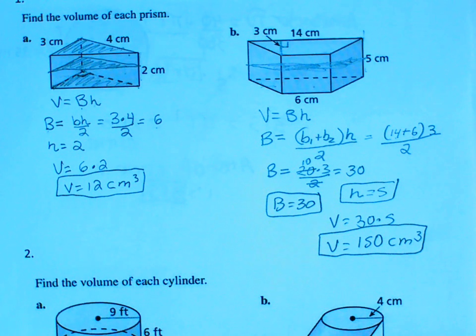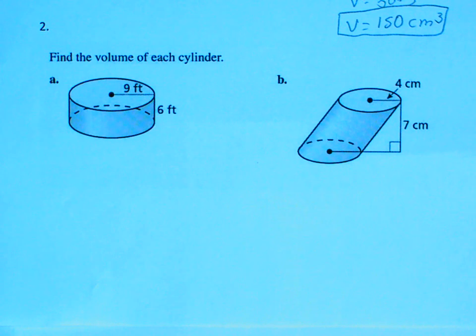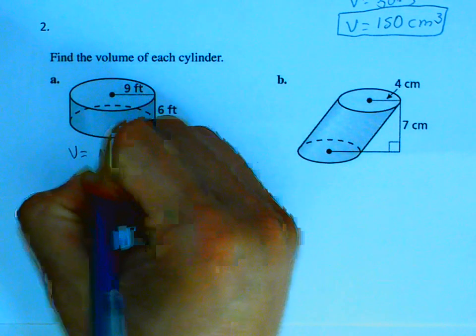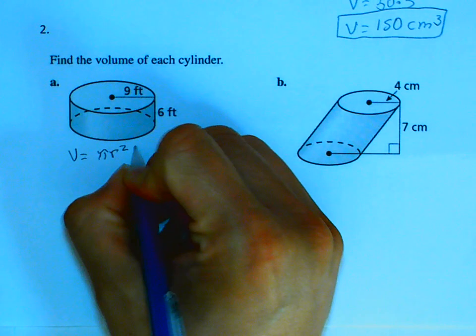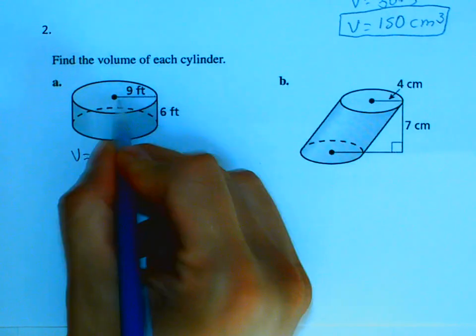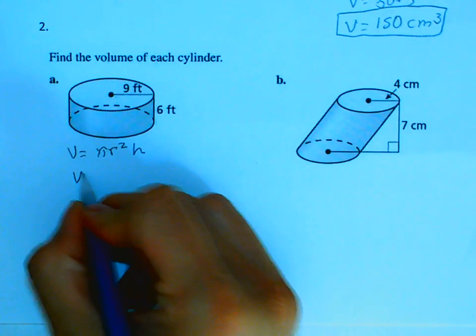Let's look at example number 2. It says, find the volume of each cylinder. So we know that the volume of a cylinder is the area of the base, pi r squared, multiplied by the height of the cylinder. The radius in this case is 9, and the height of the cylinder is 6. So all we have to do is just literally plug things in.